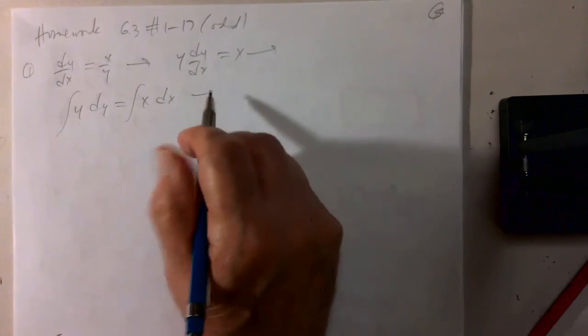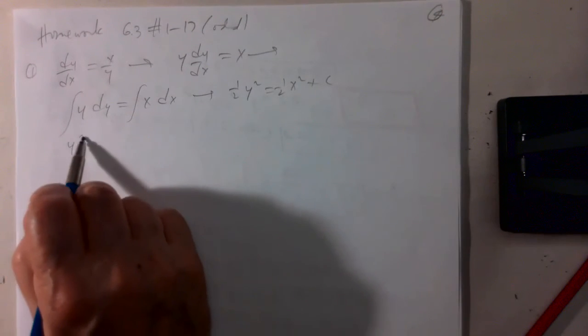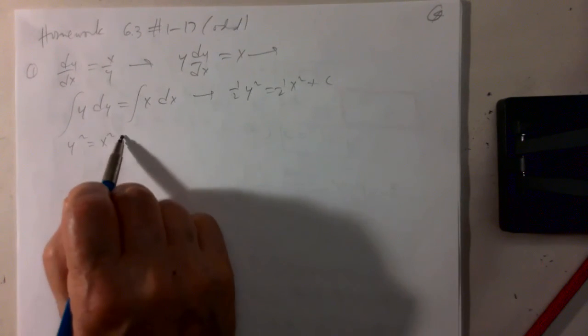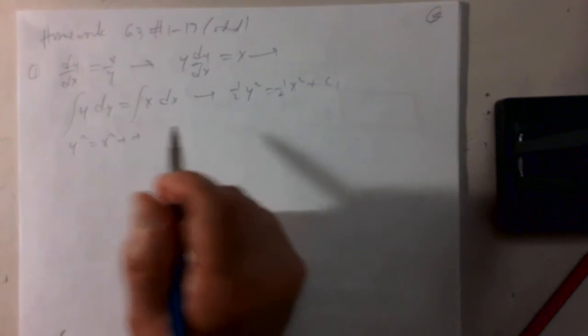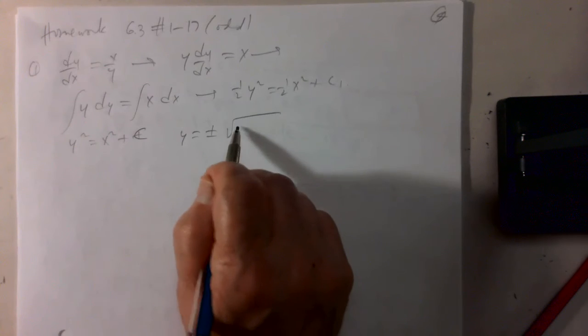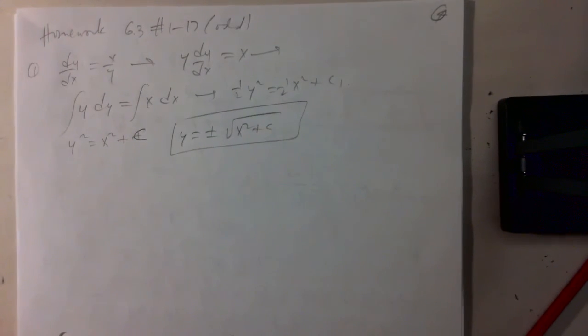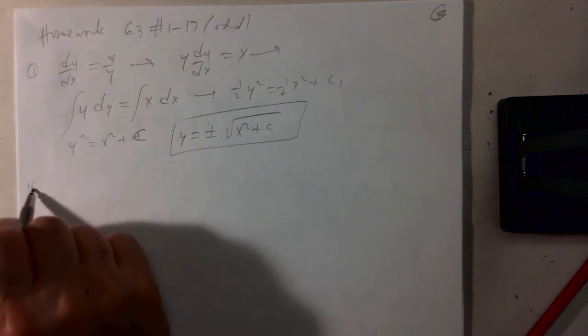Integrate. You get a half y squared is a half x squared plus a constant. y squared equals x squared plus 2 times the constant, which is just a constant. So y is plus or minus the square root of x squared plus c. That's the solution. This is number 1.